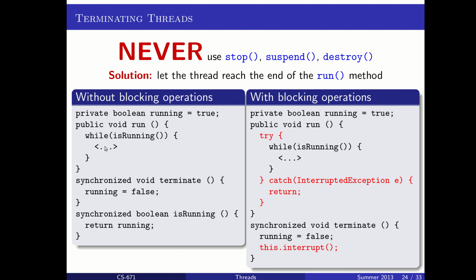That would cause your loop to exit, and maybe down here you could put any code needed to close out files or do other sorts of cleanup. So that's a smoother way to do this without blocking operations. And there are a couple of ways that we can do it with blocking operations. We have the try catch for an InterruptedException to allow our terminate to interrupt our thread if it's waiting on things.